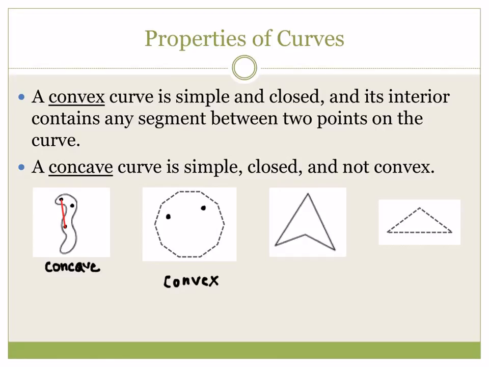How about the third picture? That one's concave. Can you see the dots that are going to sort of make it fail? They'd be dots down here, right? So this one is concave. How about the last picture? That is convex.